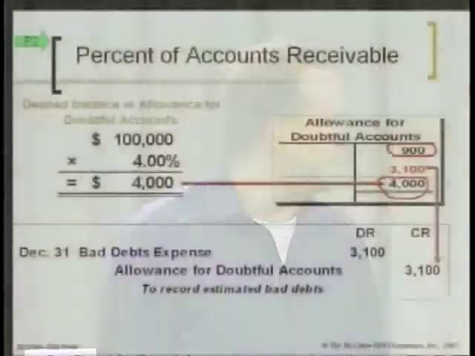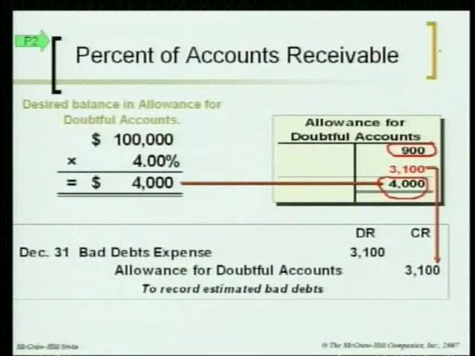Going to the screen, if this had a beginning debit balance of 900 on the debit side, do you see we would actually have to credit allowance for doubtful accounts for $4,900 to bring it to the $4,000? Do you see that?